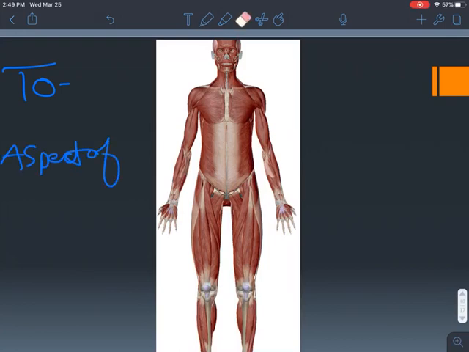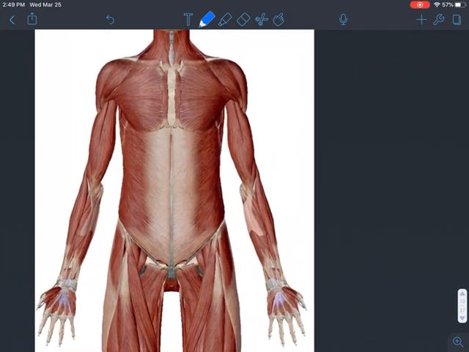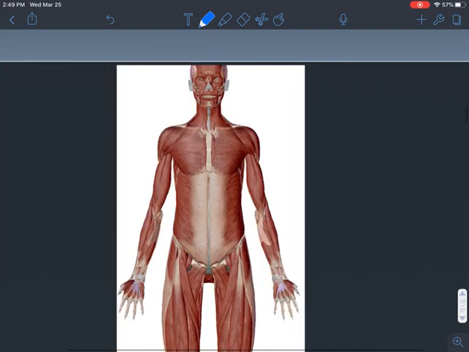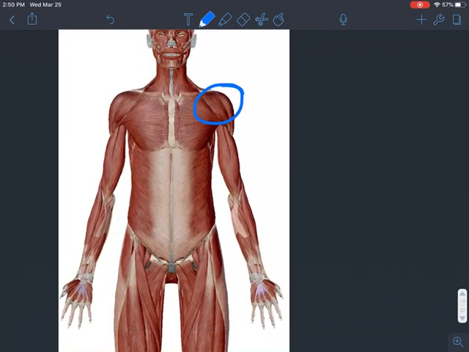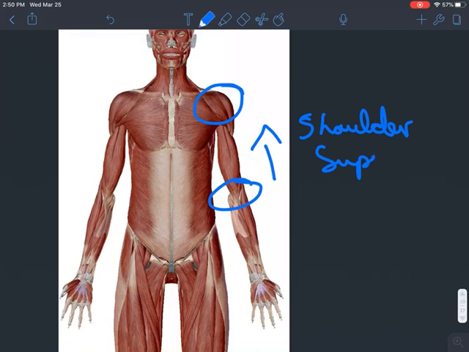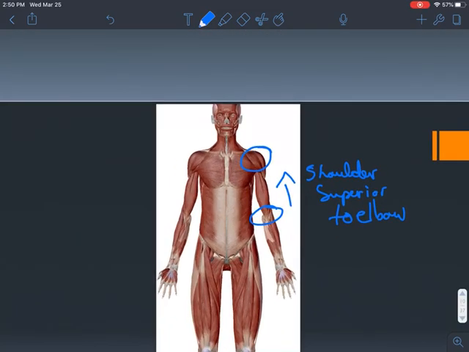Okay, so let's do a couple twos, okay? So, for example, superior means above, right? So your shoulder is superior to your elbow because it's above it, right? Shoulder superior to elbow, right? So your shoulder is superior to your elbow because it's past it, okay?